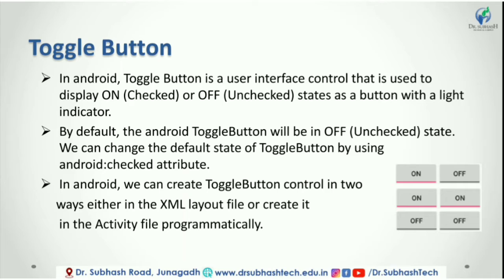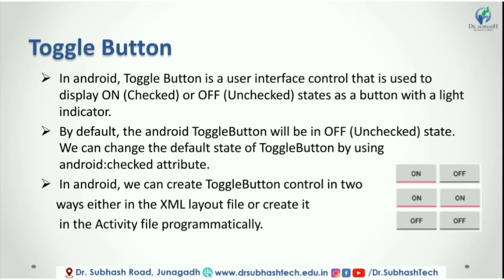Toggle button. In Android, toggle button is a user interface control that is used to display on, meaning checked, or off, meaning unchecked state, as a button with a light indicator. The toggle button is useful for the user to change the setting between two states, either on or off. We can add a toggle button to our application layout by using the ToggleButton object. In the figure we can see how a toggle button looks.